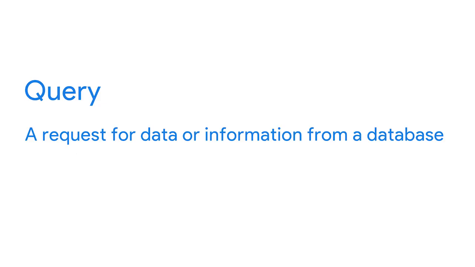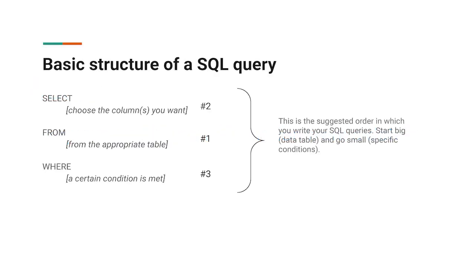We've talked about queries before, but it never hurts to have a refresher. A query is a request for data or information from a database. Here's the structure of a basic query. You can see that with this query, we can select specific data from a table. By adding where, we can filter the data based on certain conditions.